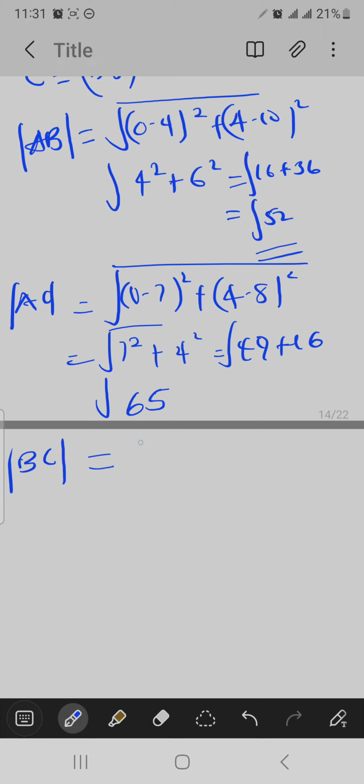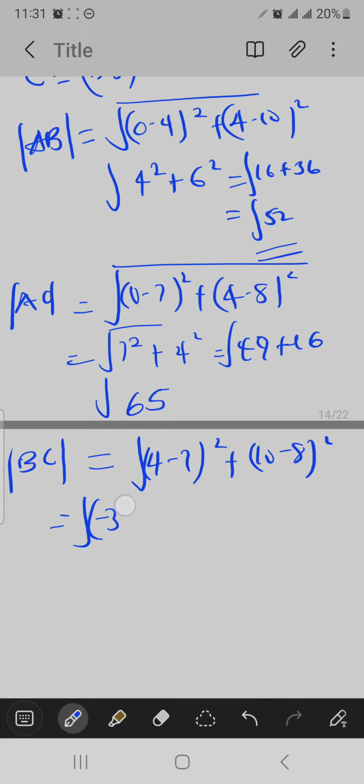The last one, BC or CB. This one will be the square root of (4 minus 7) all square plus (10 minus 8) all square. So this will be the square root of minus 3 square plus 2 square, so 9 plus 4. So it will now be the square root of 13. And I really hope you understand this.